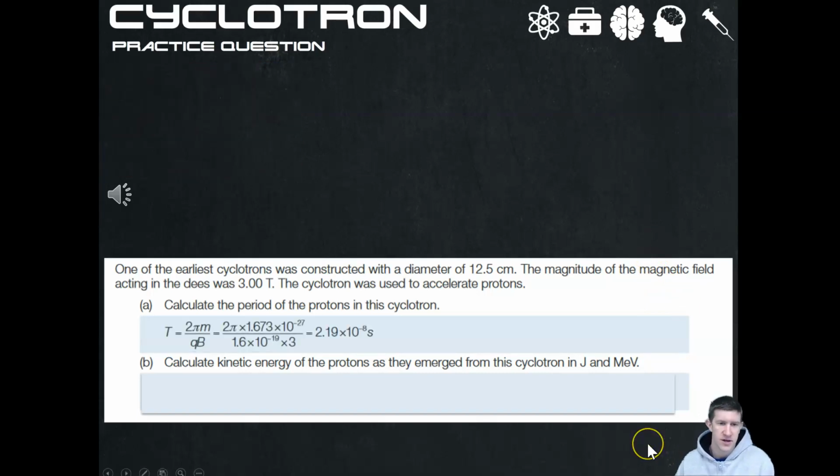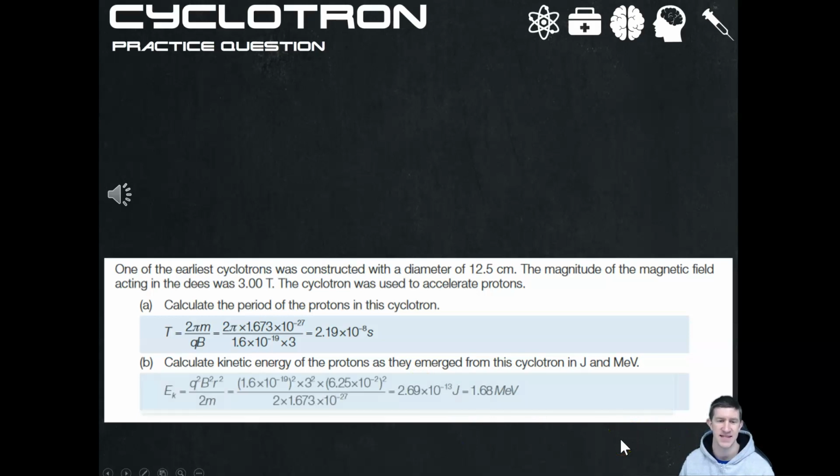Okay, so using our formula for period, 2 pi m over qB, we get 2.19 times 10 to the negative 8 seconds. And our kinetic energy formula from the previous slide gives us 2.69 times 10 to the minus 13 joules. And it also said to give mega electron volts, so we convert the factor, and we get 1.68 mega electron volts. Remember, an electron volt is 1.602 times 10 to the minus 19 joules. We convert that, and we get our mega electron volts from joules.